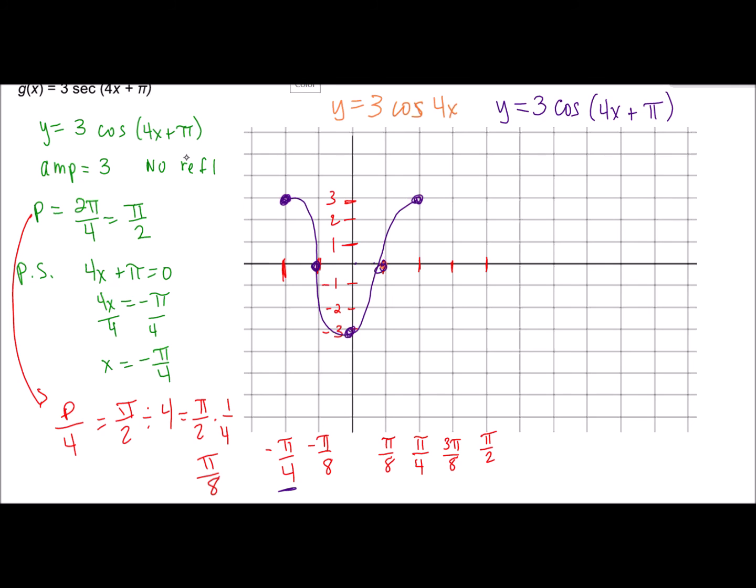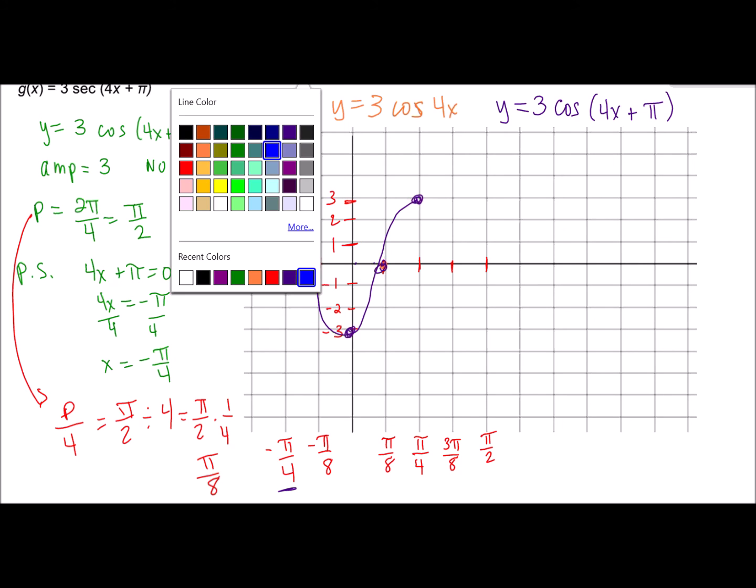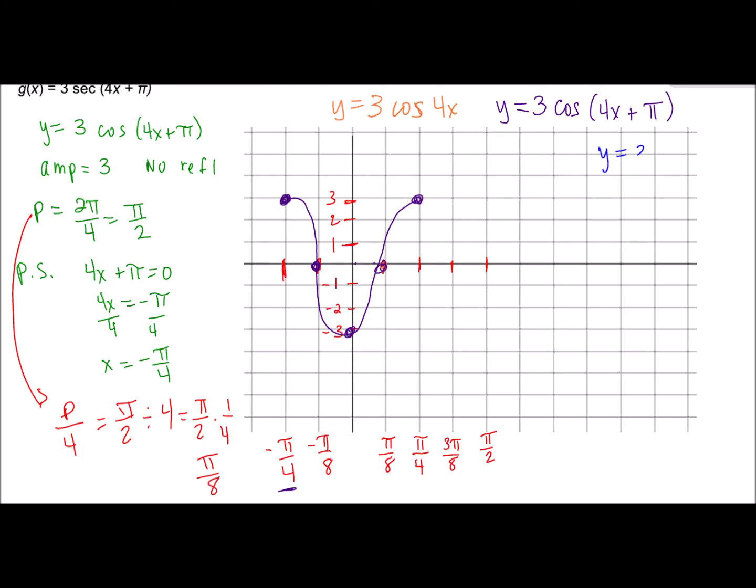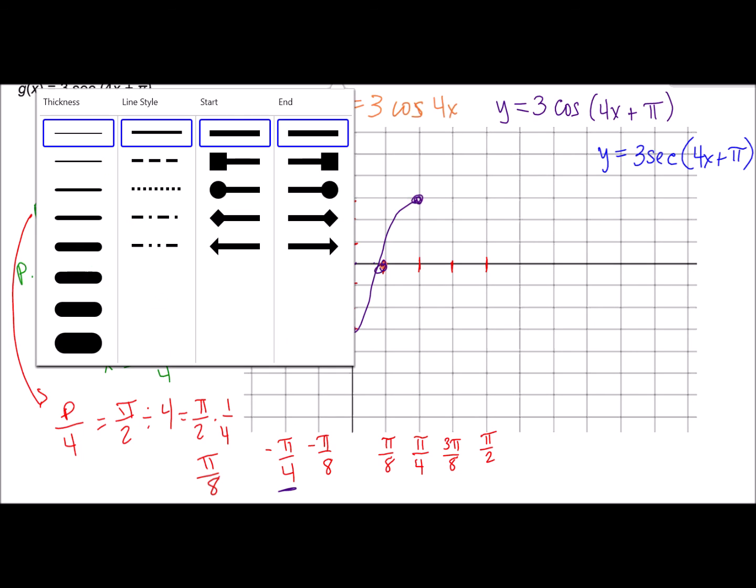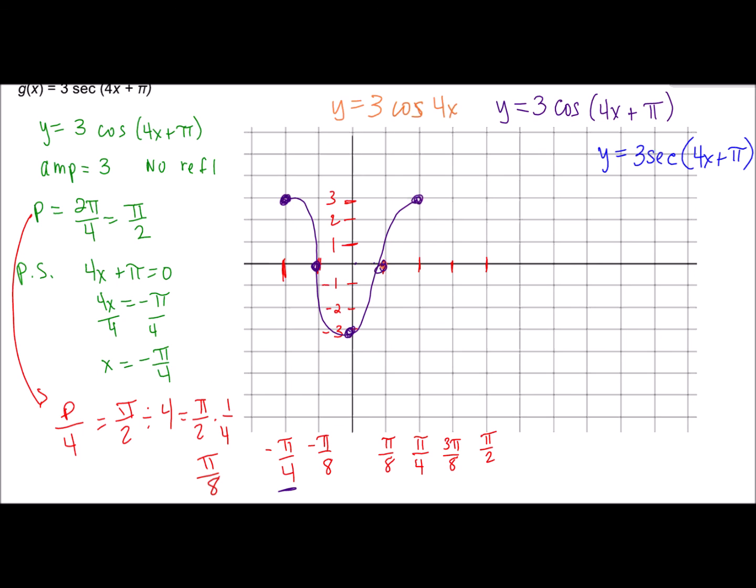Then we go in and we're going to graph our actual blue. We're going to graph our final graph, which will be 3 secant of 4x plus pi. So first things first, asymptotes. Let's go a little thicker with a dashed line. Here's an x-intercept. That becomes an asymptote. Here's an x-intercept. That is now an asymptote.